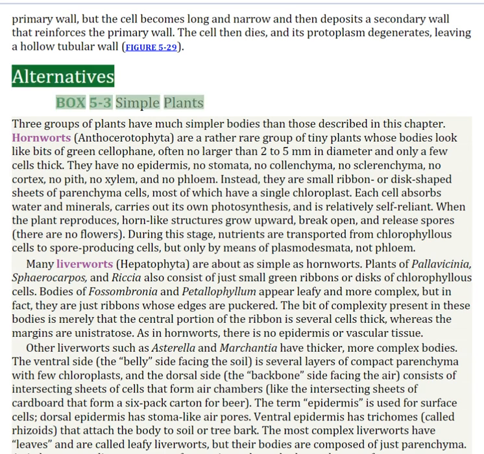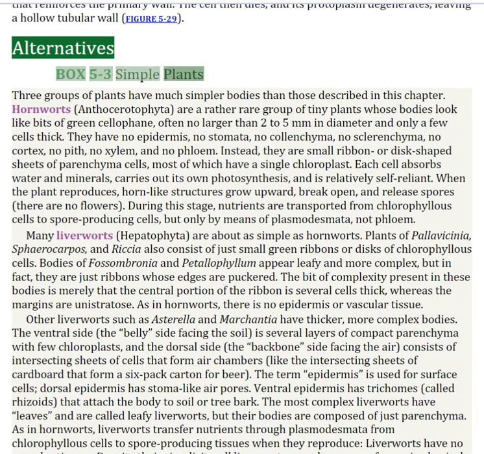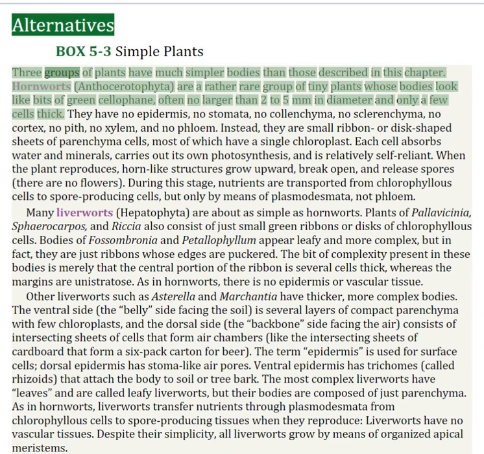Alternatives. Box 5.3. Simple plants. 3 groups of plants have much simpler bodies than those described in this chapter. Hornworts are a rather rare group of tiny plants whose bodies look like bits of green cellophane, often no larger than 2 to 5 millimeters in diameter and only a few cells thick.